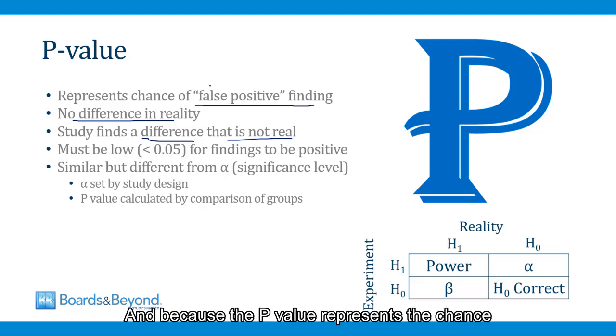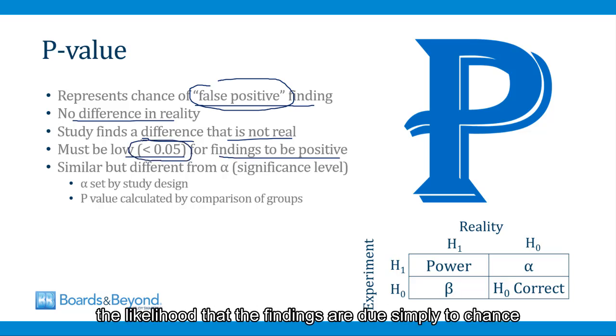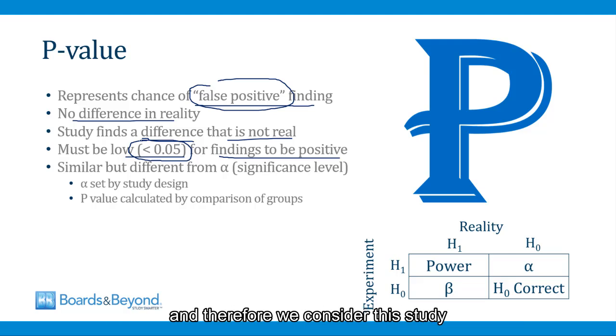And because the p-value represents the chance of a false positive finding, it has to be very low, less than 0.05, for us to consider the findings of a clinical study to be positive. If the p-value is above 0.05, the likelihood that the findings are due simply to chance and are not real is too high, and therefore we consider the study to have a negative finding.